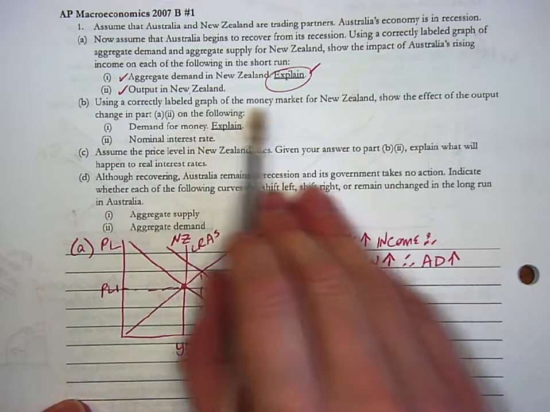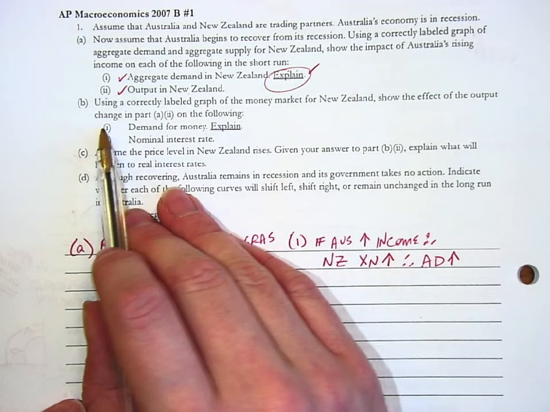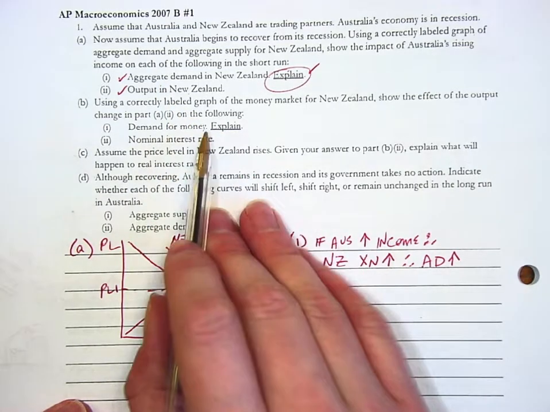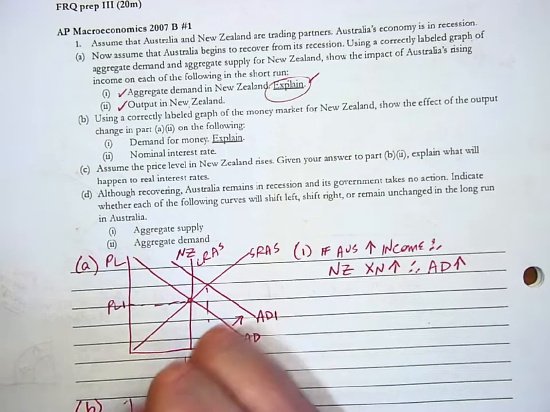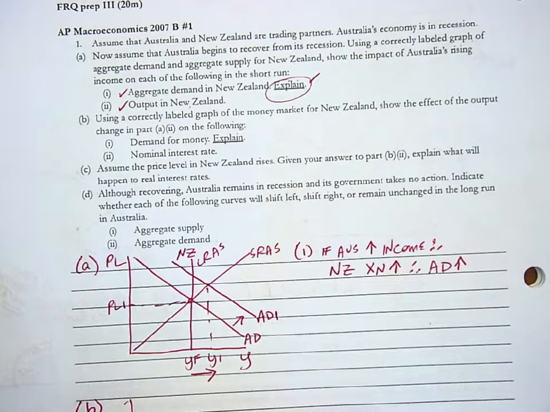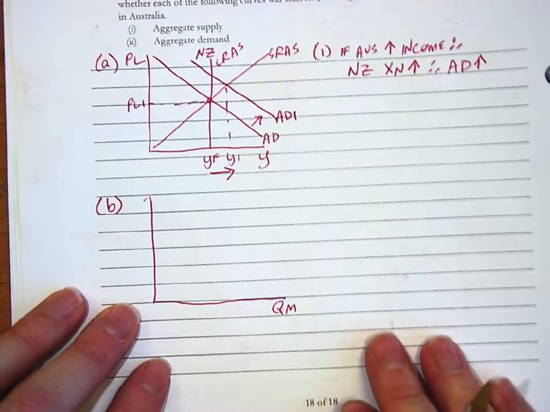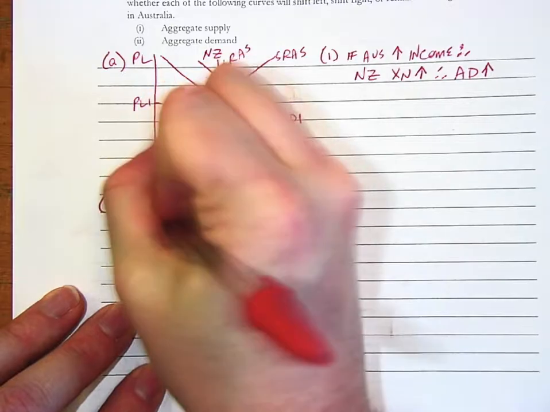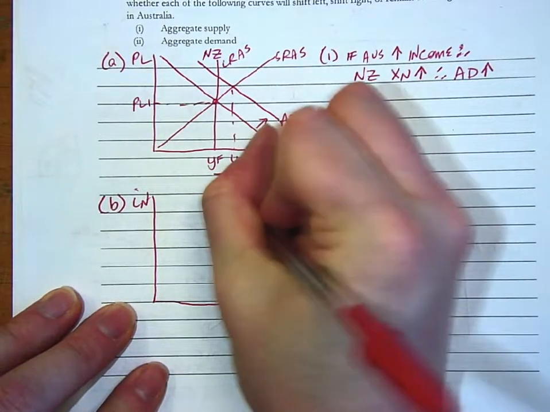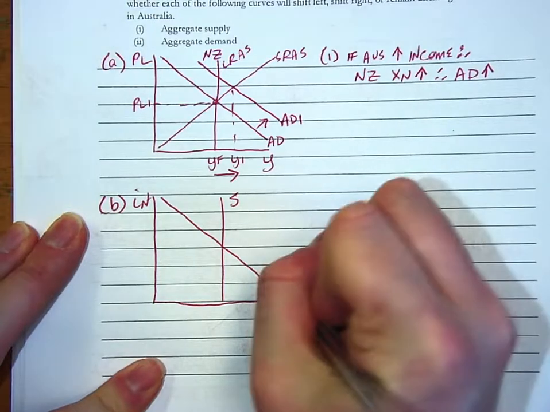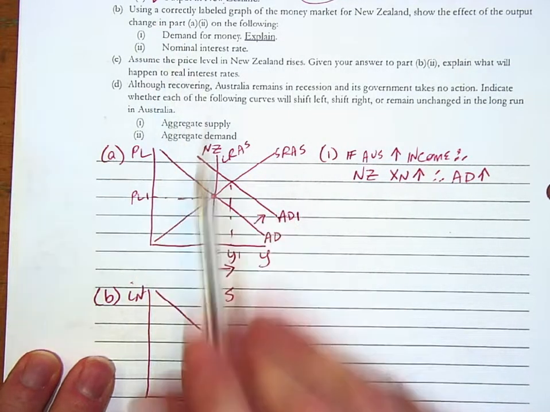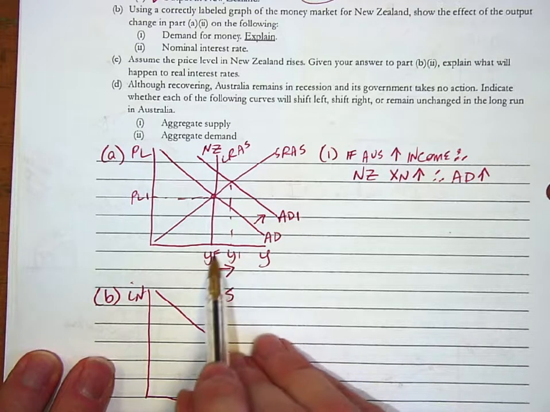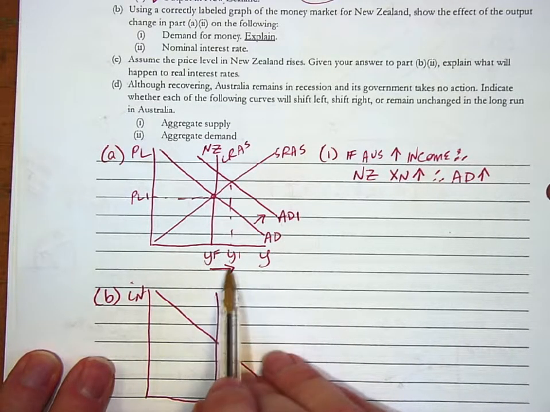Using a correctly labeled graph of the money market for New Zealand, show the effect of the output change in part A2 on the following: demand for money, nominal interest rate. Okay. Part B, so we need a money market. So the Fed sets the money supply, so we're going to say QM. I'll just move that up here. We need a money market. So the Fed sets that money supply, but we have a downward sloping demand for money. And it said in the top portion of this problem that the output change in A2 was right here. And New Zealand has more output, more national income.